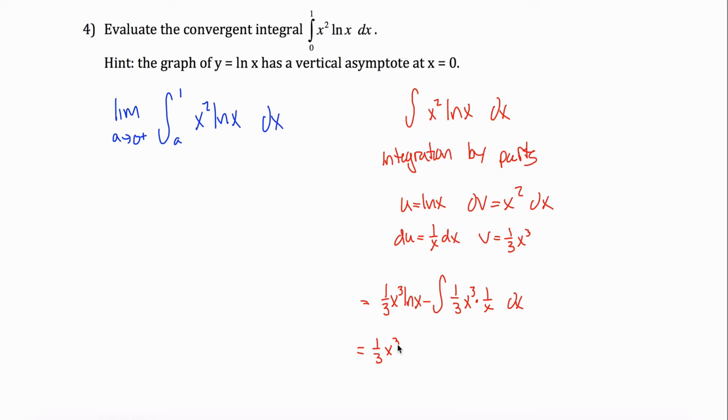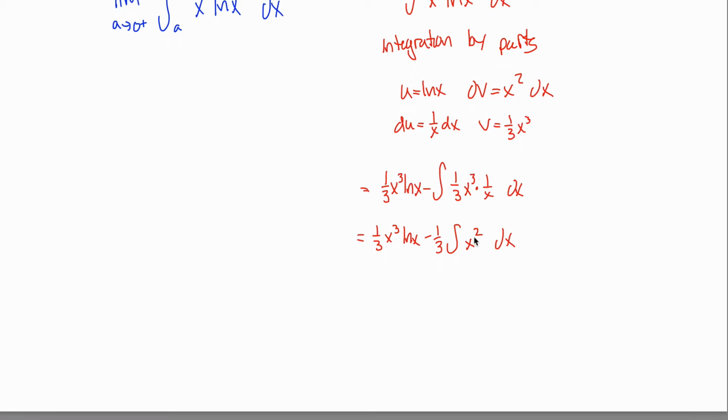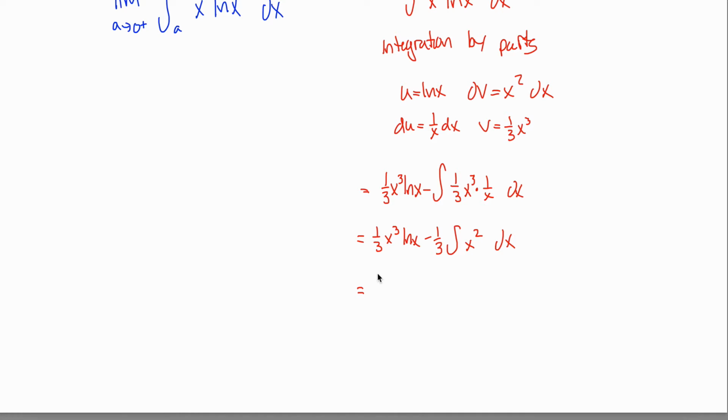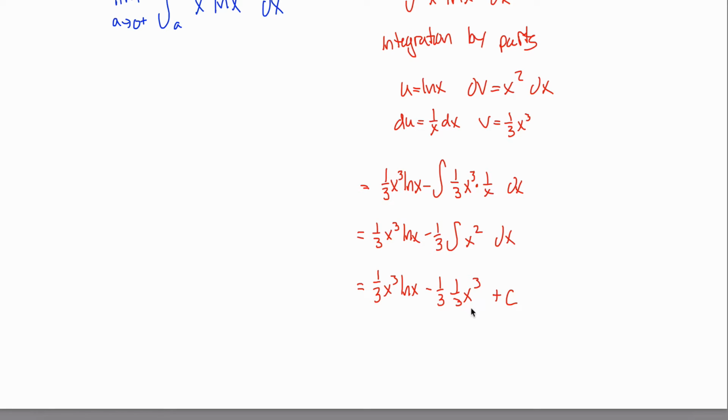So let's see, I got the 1/3 x cubed natural log of x, but now I could pull that 1/3 out in front of the integral. And then all I have left in the integral is x cubed and 1 over x, which is just x squared. And that's something I'm comfortable with taking the integral of. 1/3 x cubed natural log of x minus 1/3, and the antiderivative of x squared would be 1/3 x cubed. Okay, so I have this antiderivative here. So that goes up here.